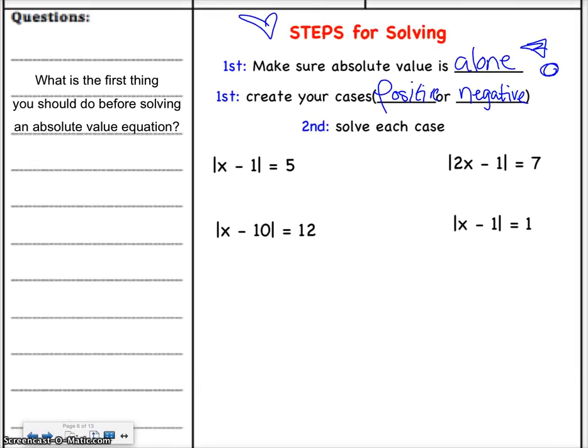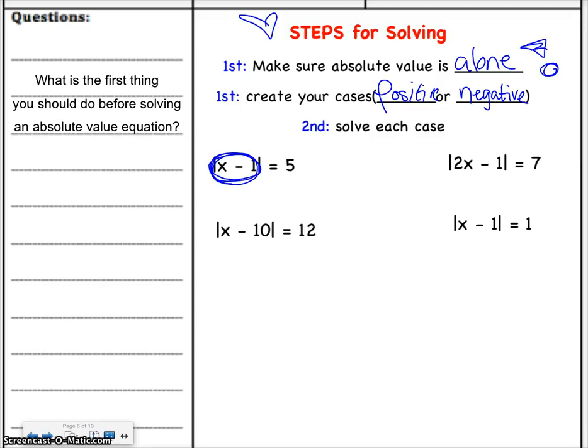This is how I say it. This is how I say this equation: the absolute value of x minus 1 is 5. So what this means is this: whatever is inside here is 5 spots away from 0.